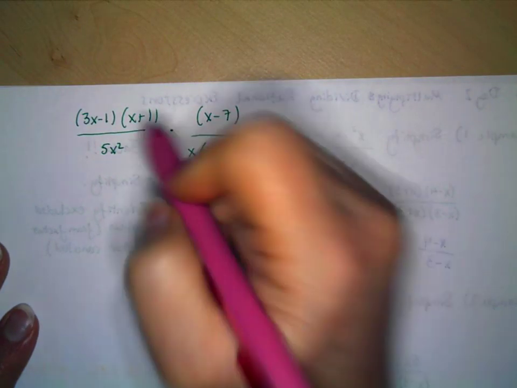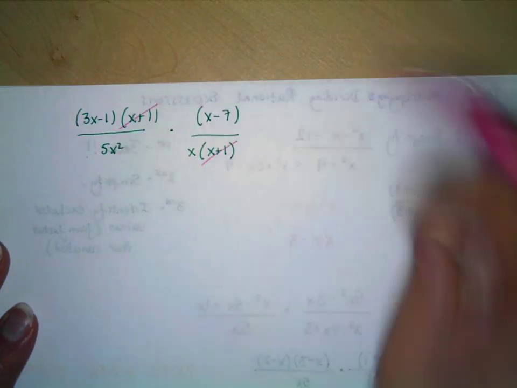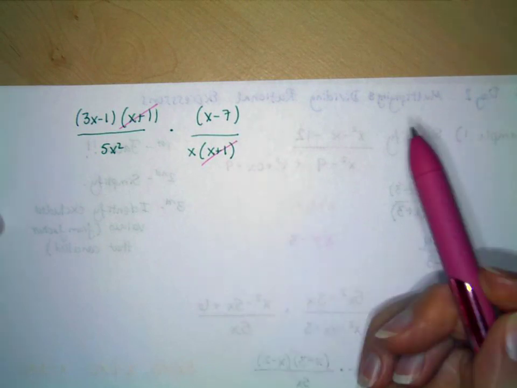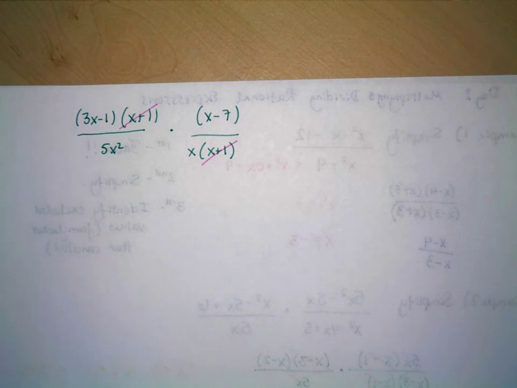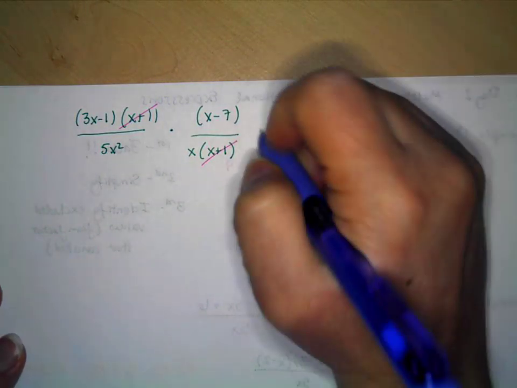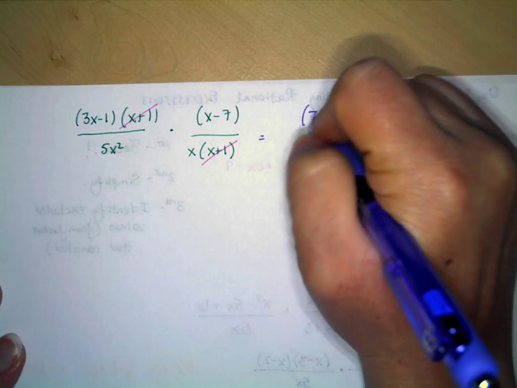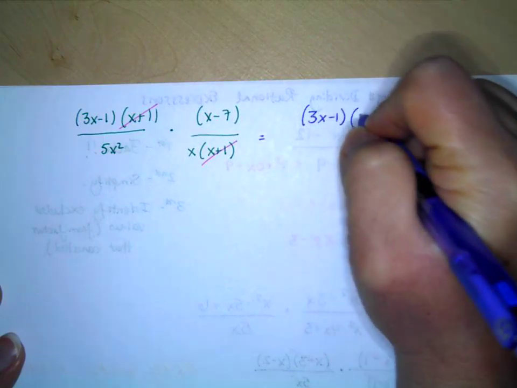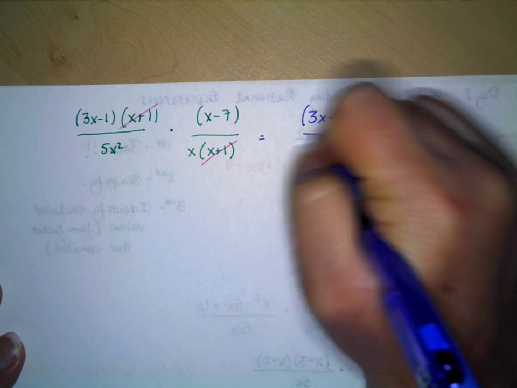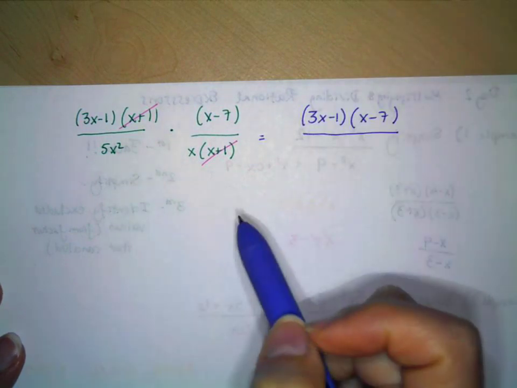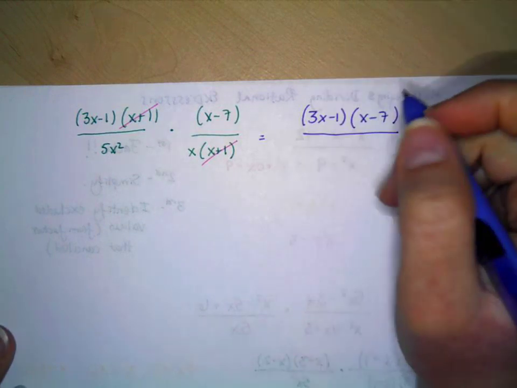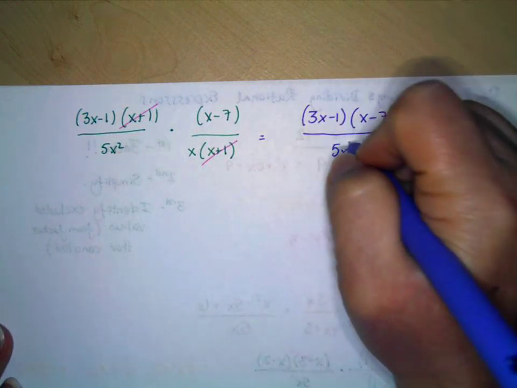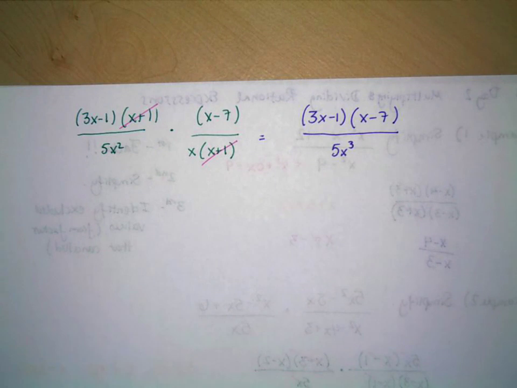We would still cancel out the x plus 1. But then when we go to multiply straight across, 3x minus 1 times x minus 7, if what you have on top is two factors like that, you can actually just leave them in factored form. And we leave it as 3x minus 1 in parentheses times x minus 7. And the denominator, since those are monomials, they're really easy. Just go ahead and multiply together 5x squared times x. We would expect you to do that much and say that's 5x cubed. And that would be our final answer.